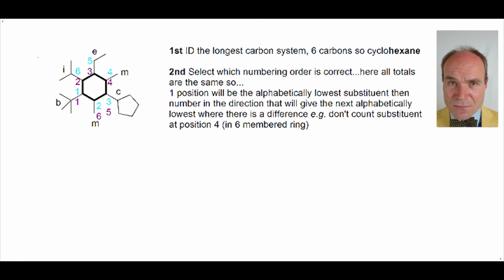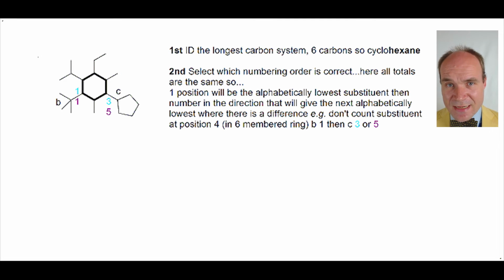Excluding, in this case, carbon 4, we're now looking for the second lowest lettered functional group. As we look round, what we find here is that we're looking at cyclopentane. It's the C of cyclopentane. So the lowest letter is B for tert-butyl, second lowest letter is C for cyclopentane.